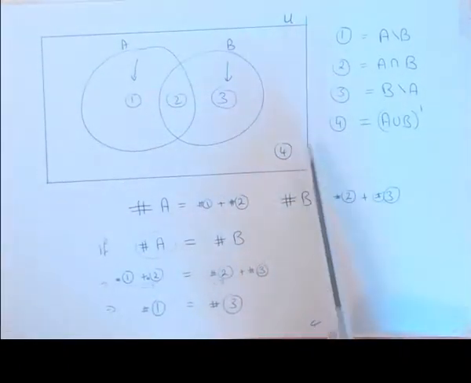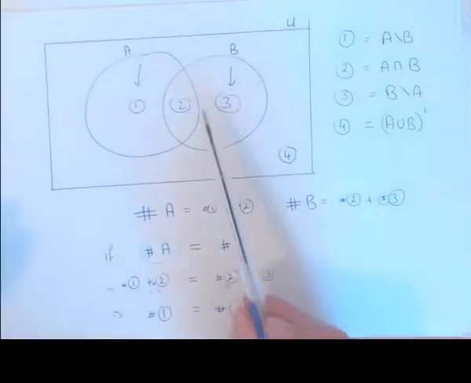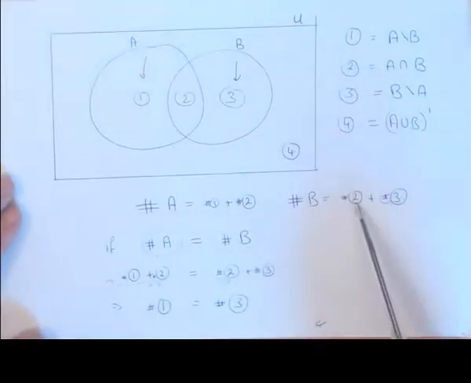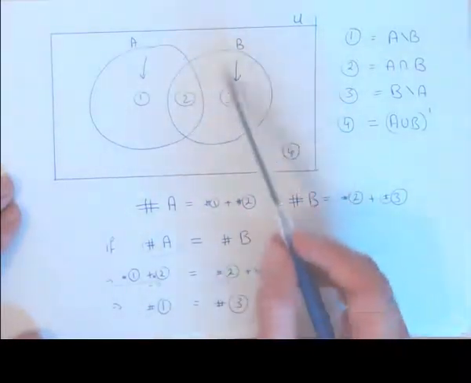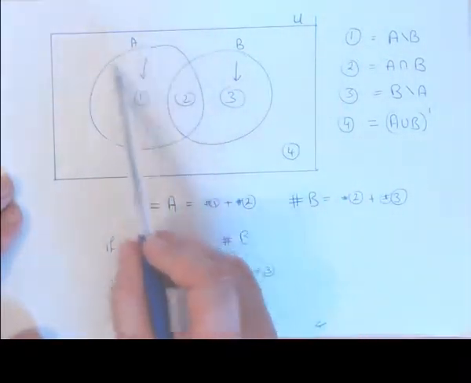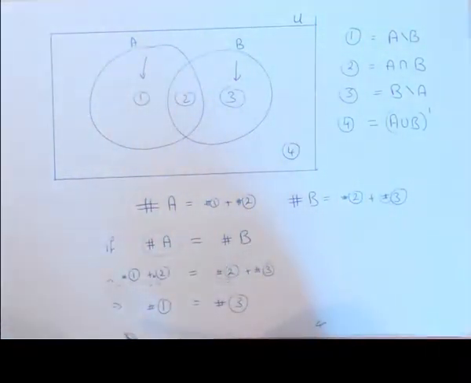The number of elements in B is anything inside the circle B, so we include area 2 and 3. So everything in 2 plus everything in 3 gives you everything in B. Everything in 1 and everything in 2 gives you everything in A.